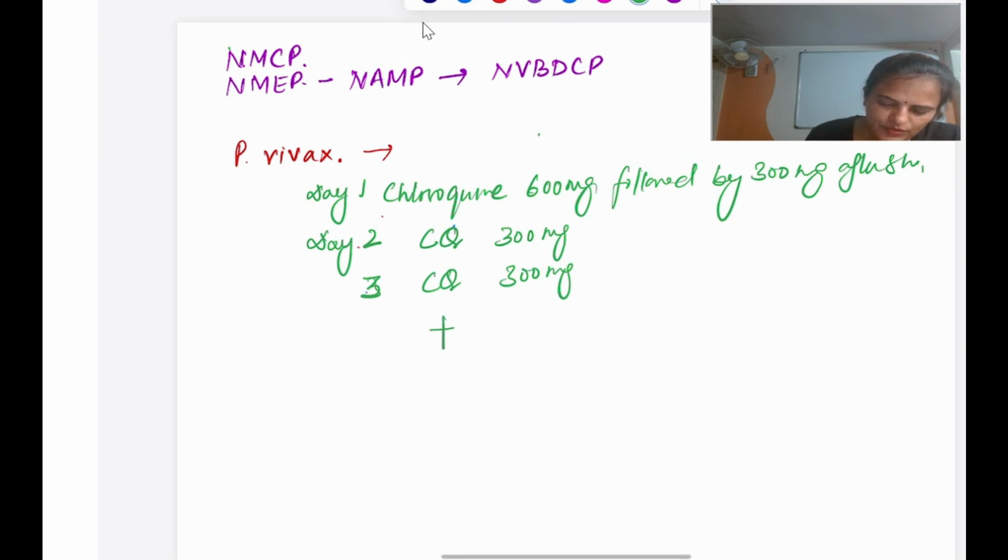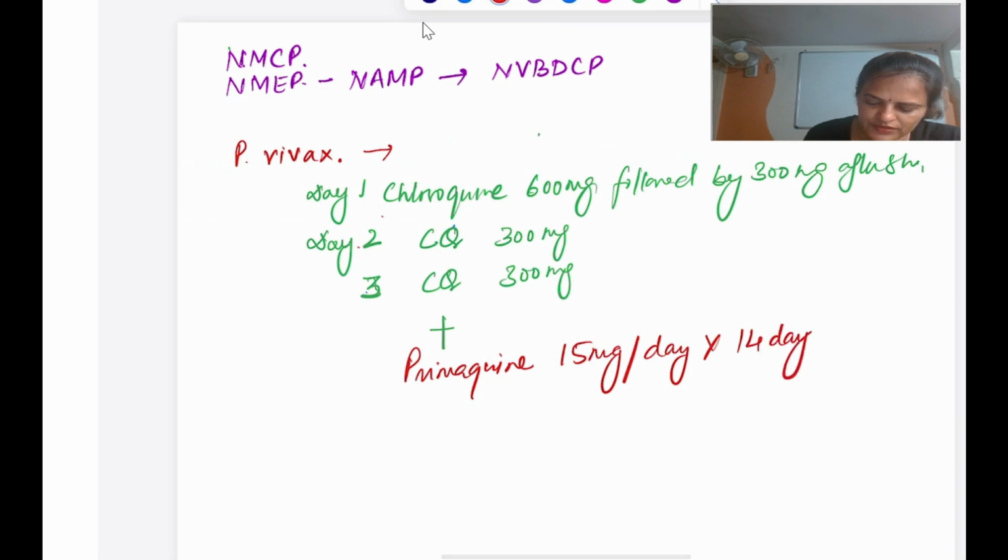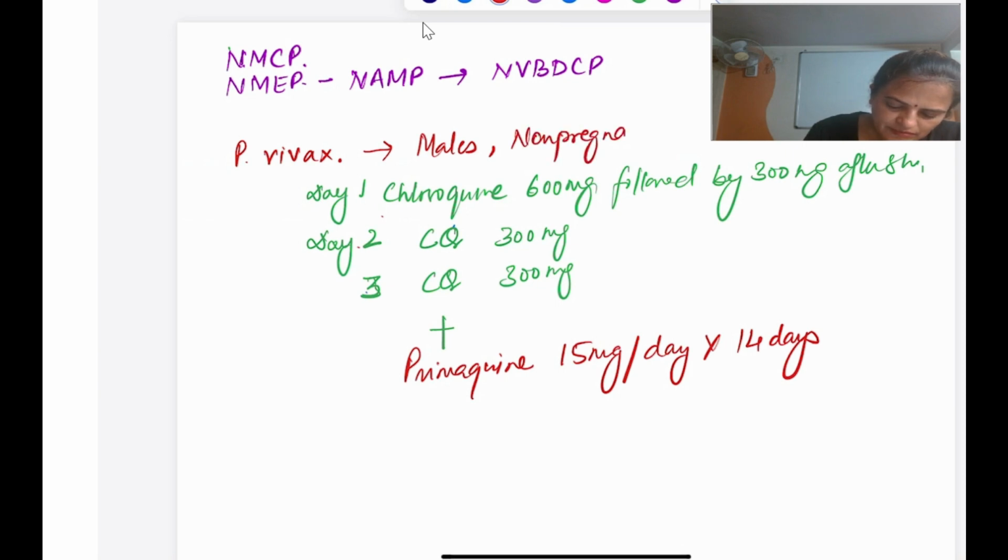And along with this, we are going to give primaquine, 15 milligram per day for 14 days after the G6PD test. And this treatment is for everyone: all male patients, non-pregnant females, then pregnant females and children. So if vivax shows sensitivity, according to the National Vector-Borne Disease Control Program, this is the treatment.